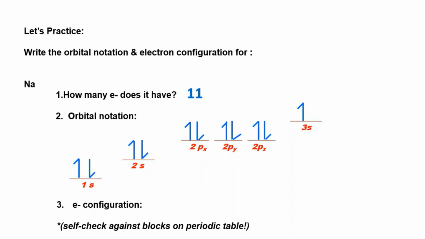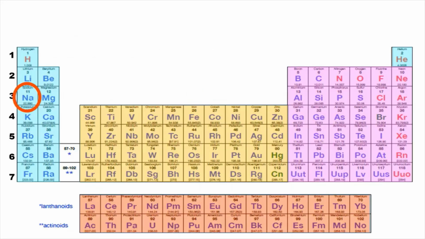To do the electron configuration, we're going to say 1s2, 2s2, 2p6, because there's 6 in 2p, and then 3s1 at the end. Let's add up our exponents. 2 plus 2 is 4, plus 6 would be 10, plus 1 gives us 11, so it equals the atomic number, and we should also check with the periodic table.